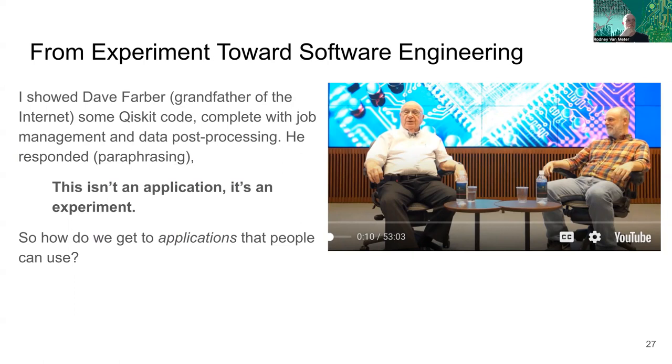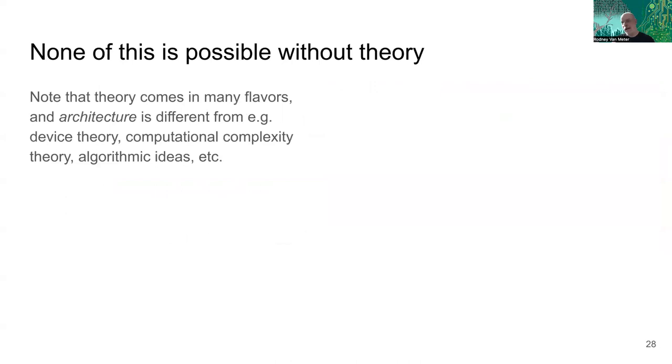I showed Dave some Qiskit code a few years ago now, complete with the job management, where the code ships it to IBM and gets the results back and then does all of the data post-processing and everything. He responded, roughly, this isn't an application, it's an experiment. So how do we get from quantum experiments to quantum applications that ordinary everyday users can actually use and that ordinary everyday application programmers can contribute to? Well, one thing I'd like to point out, by the way, is that none of this is possible without theory.